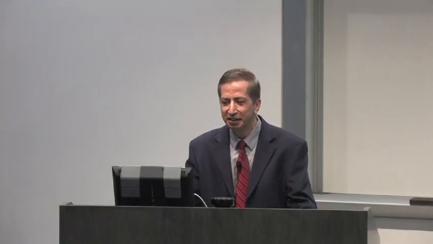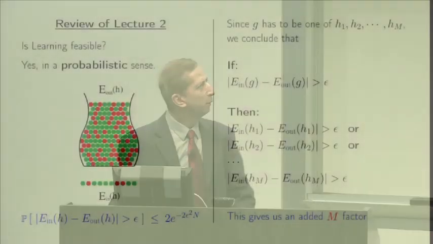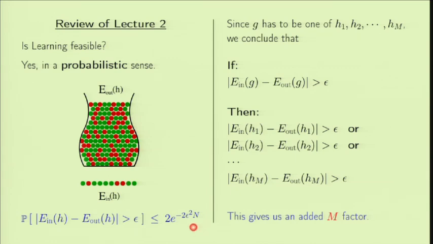Welcome back. Last time, we discussed the feasibility of learning, and we realized that learning is indeed feasible, but only in a probabilistic sense. And we model that probabilistic sense in terms of a bin that has an out-of-sample performance. We already mapped that to the out-of-sample performance, the performance we don't know.